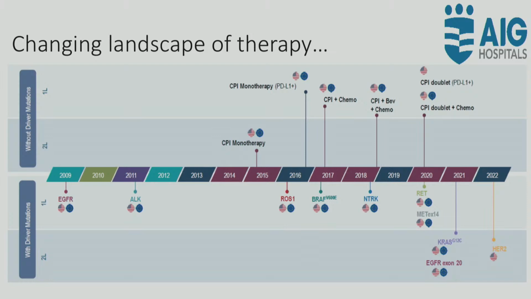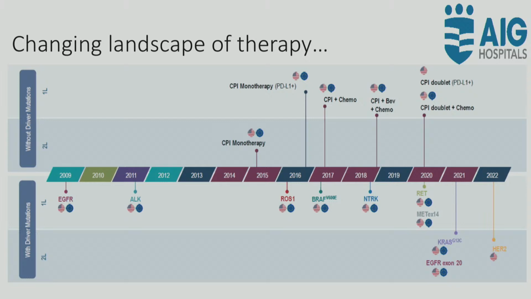Concentrate on the lower half of the slide, where you can see patients who are having driver mutations, and this is the approvals. So way back in 2009, we had targeted therapies approved for EGFR, and now we have so many other targets which are available in first line as well as in the second line. So we have come a long way, and this is only for lung cancer.